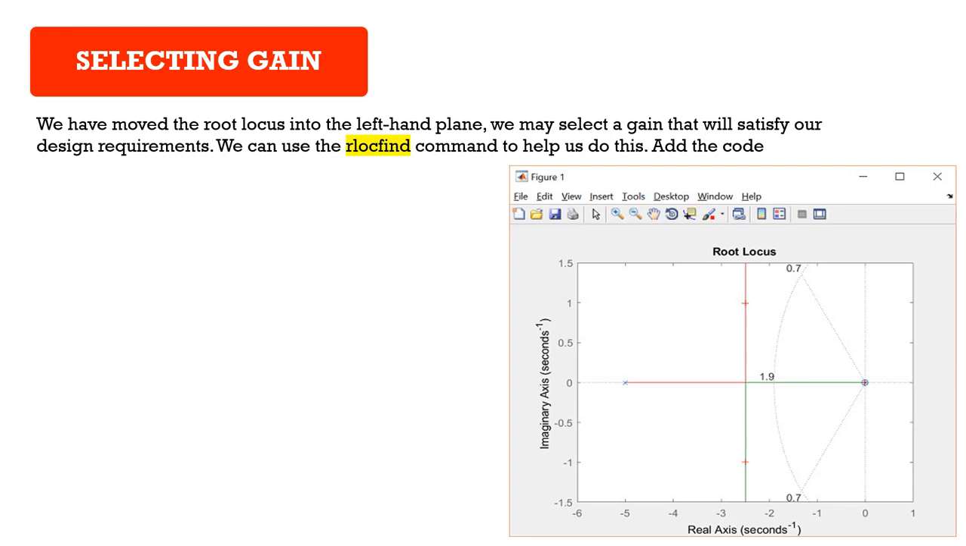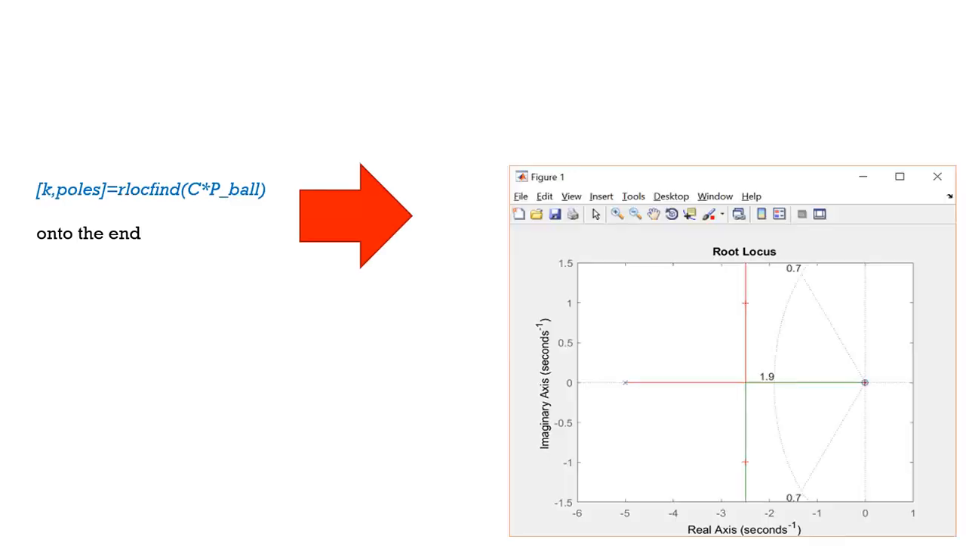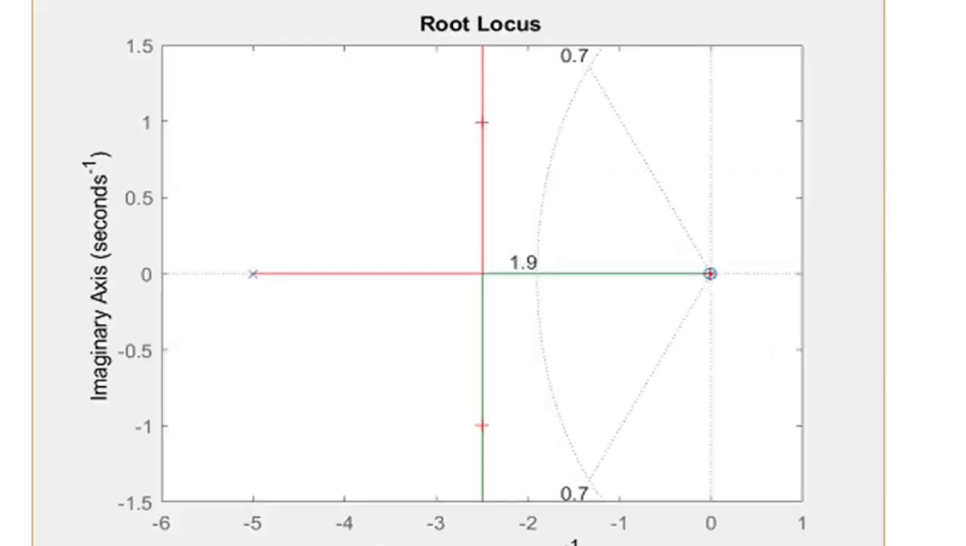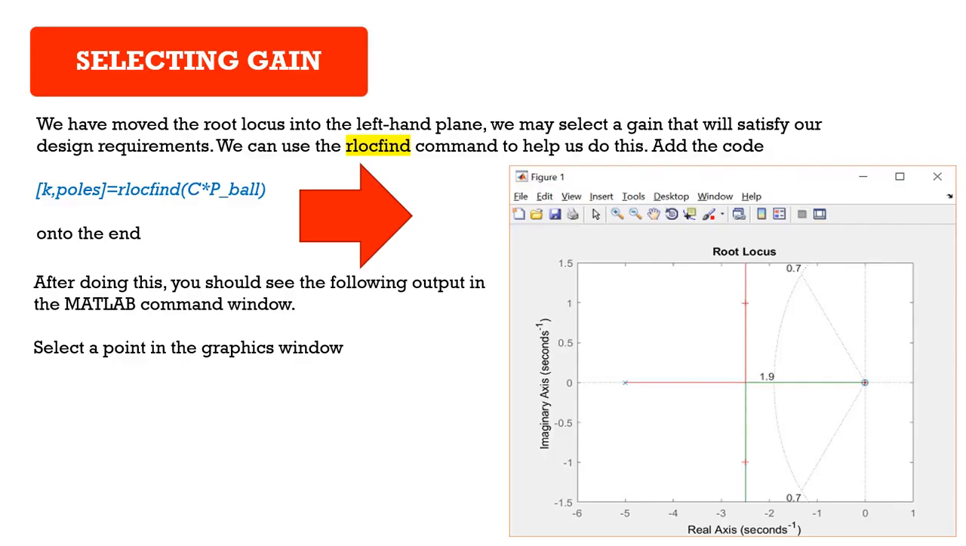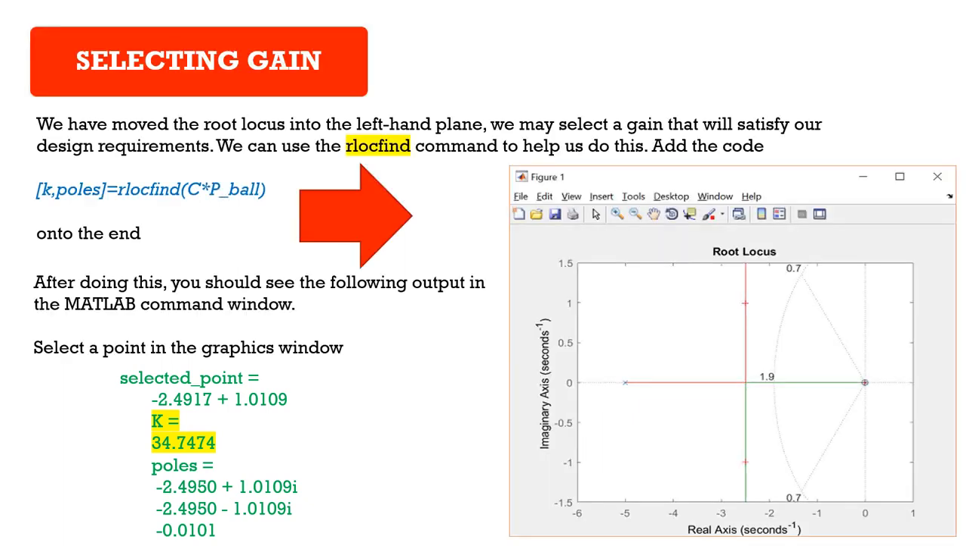This slide is about selecting the gain. Now that we have moved the root locus into the left half plane, we must select a gain that will satisfy our design requirement. We can use the rlocfind command to help do this. Add this command onto the end of your M file, then go to the plot and select a point near those indicated by the cross marks on the plot. After doing this, you should see the following output in the MATLAB command window. Note that the values returned in your MATLAB command window may not be exactly the same, but should at least have the same order of magnitude.